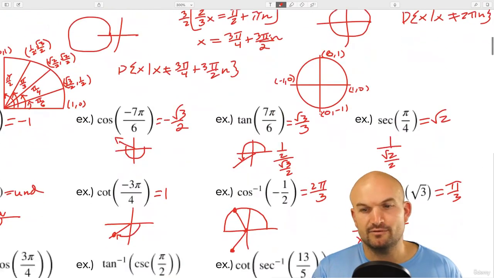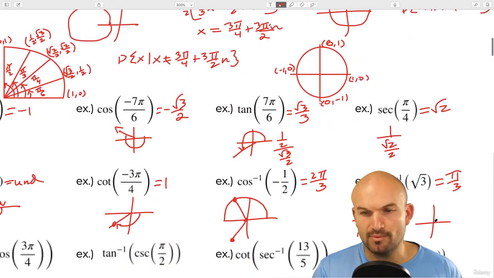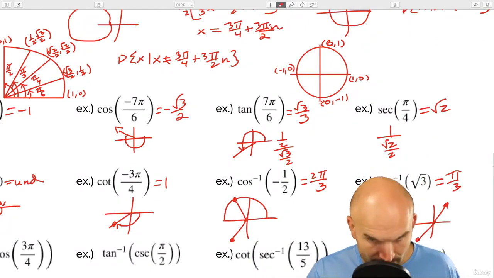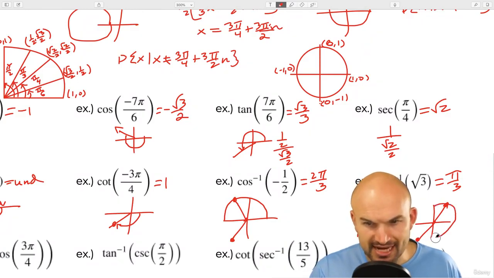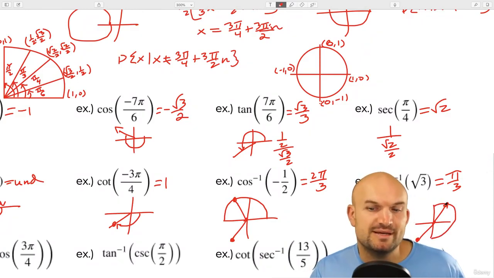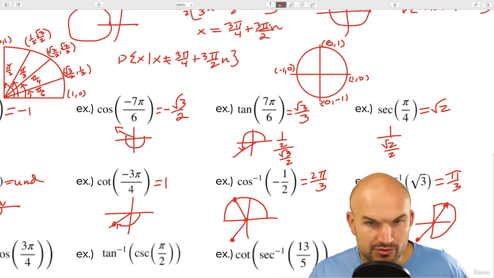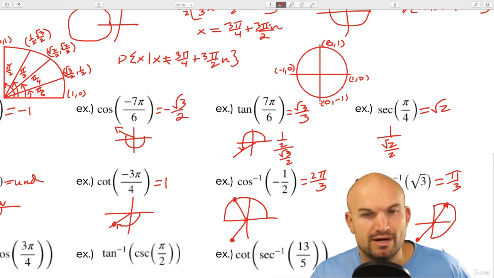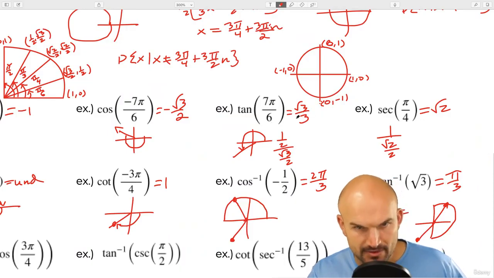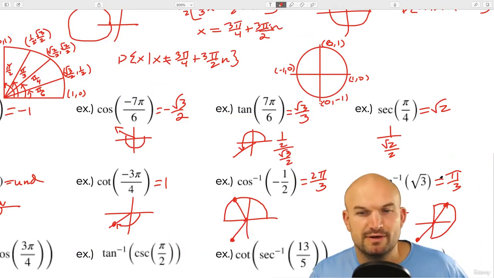Okay, and remember the restrictions for tangent inverse is going to be between negative pi halves and pi halves. And again, we're looking for the square root of 3 over 2 divided by 1/2, so yeah, that'd be pi over 3. There you go.